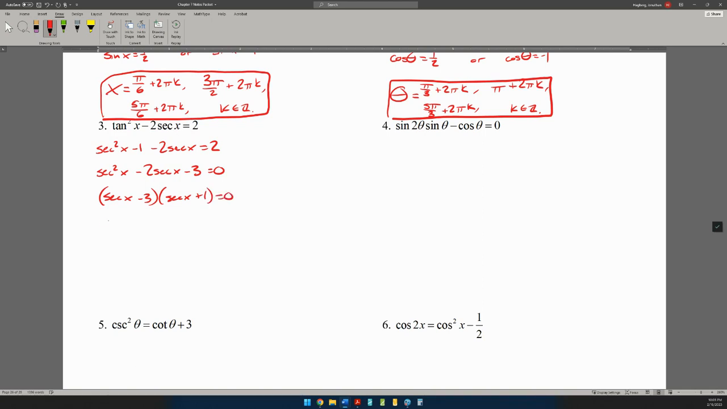We get secant x is equal to 3, or secant x is equal to negative 1. Now, you could plug this into your calculator, but I want to show you a trick. Because these are reciprocal functions, we can take the reciprocal of both sides. We have the cosine of x is equal to the reciprocal, 1/3, or the cosine x is equal to the reciprocal of negative 1, which is still negative 1. So this right-hand equation we can solve. We know that the answer is pi plus 2 pi k. But the other one we do need a calculator for.